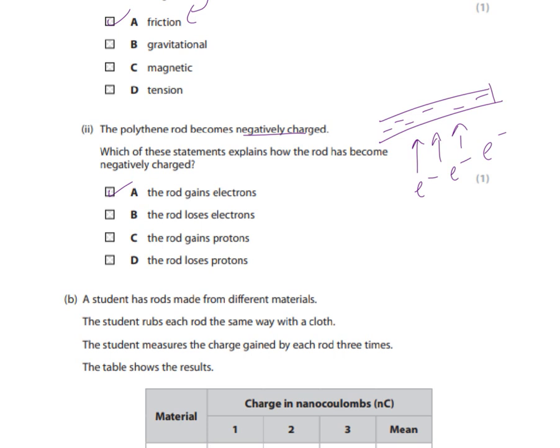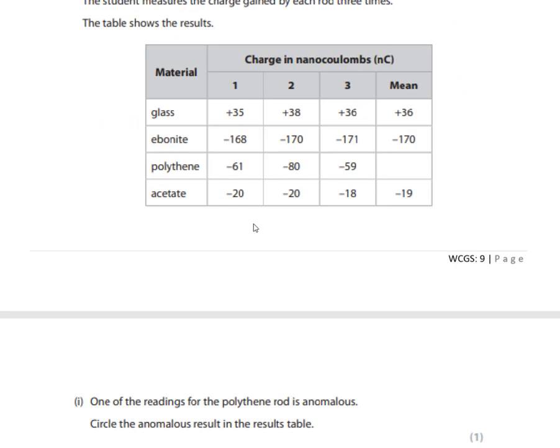Protons don't move. If you look at the nucleus, you've got the nucleus in the center and the electrons around it. Ask yourself, if you're rubbing atoms, if you're rubbing anything, which ones are easier to move? It's the electrons on the outer shells. Okay, move to the next one.